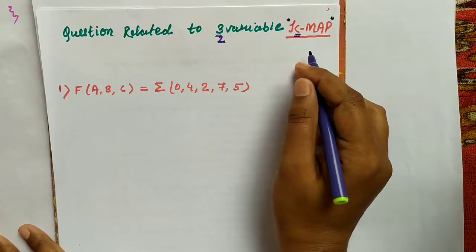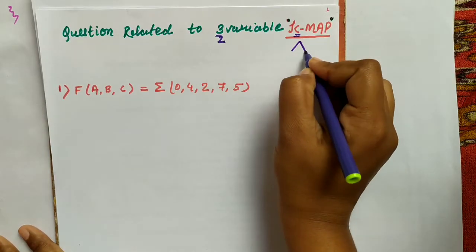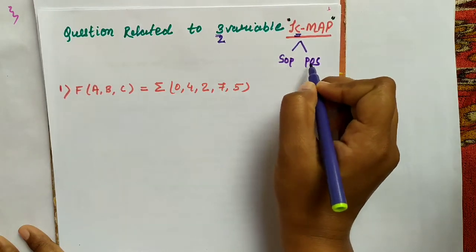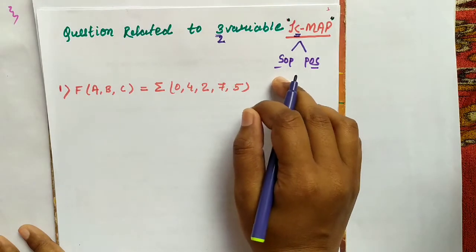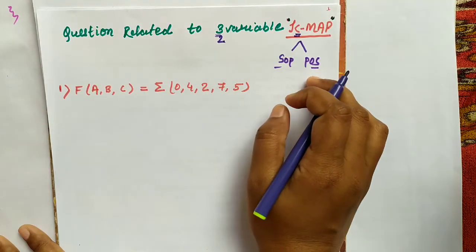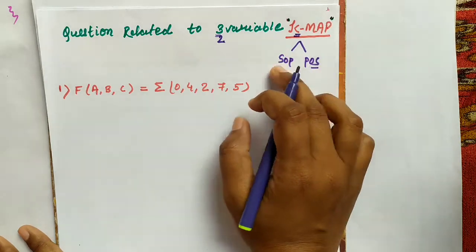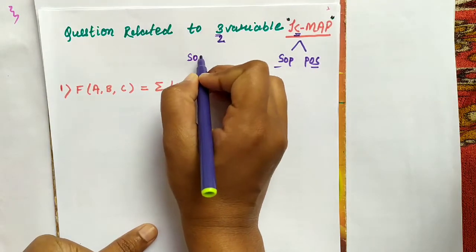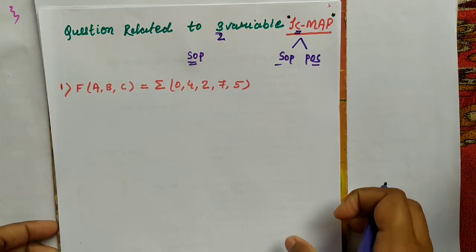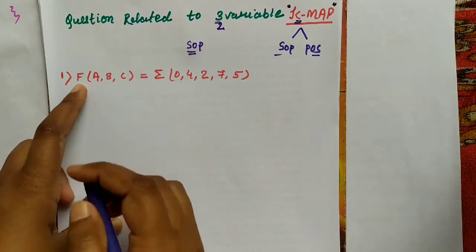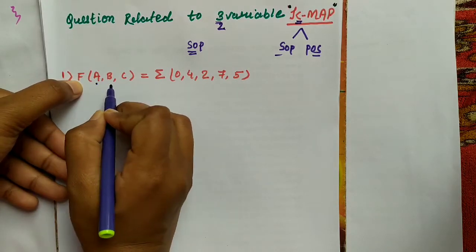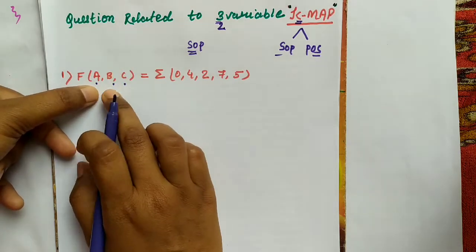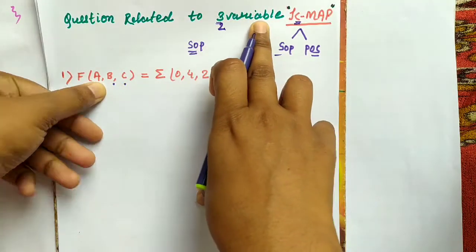my previous video. Here we can make a K-map for both SOP and POS questions. So firstly, see the question related to SOP. Here the question is f, that means function, of a, b and c. There are three variables a, b and c, so this is a three variable question.